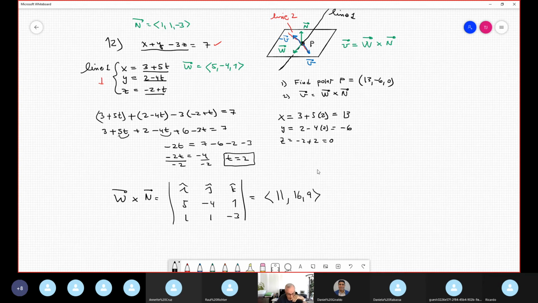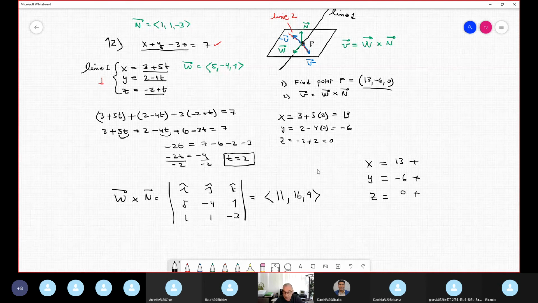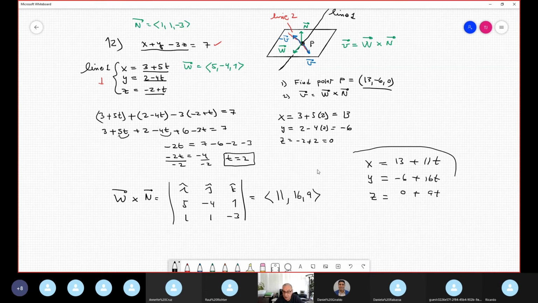Okay, I am ready to write the final answer. The final answer is the parametric equation for the red line, x, y, z. The point is obvious, guys: 13, negative 6, 0. Get this point, plus something, the direction vector 11, 16, 9. So 11t, 16t, 9t. End of the story. This is the answer I want to find.